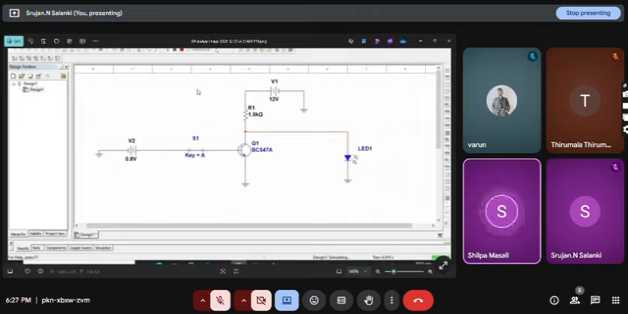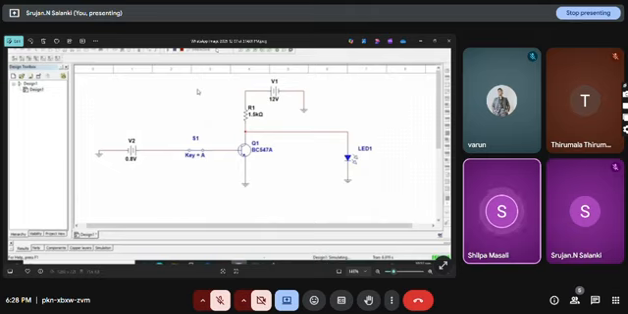If the switch S1 is turned off, no base current flows into the transistor. Without base current, the transistor remains in the off state, also called the cutoff region. In this condition, no current flows from the collector to emitter, and therefore the LED remains off. This shows how the transistor can act as an electronic switch controlled by a small input signal.